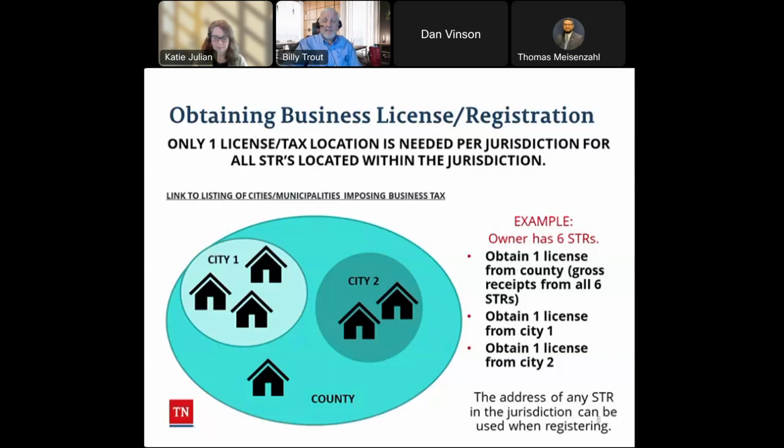Thanks, glad you mentioned that, Billy. In a few slides, I do have some information and a link on how to close out a business tax location. So I'll point to that in a few.